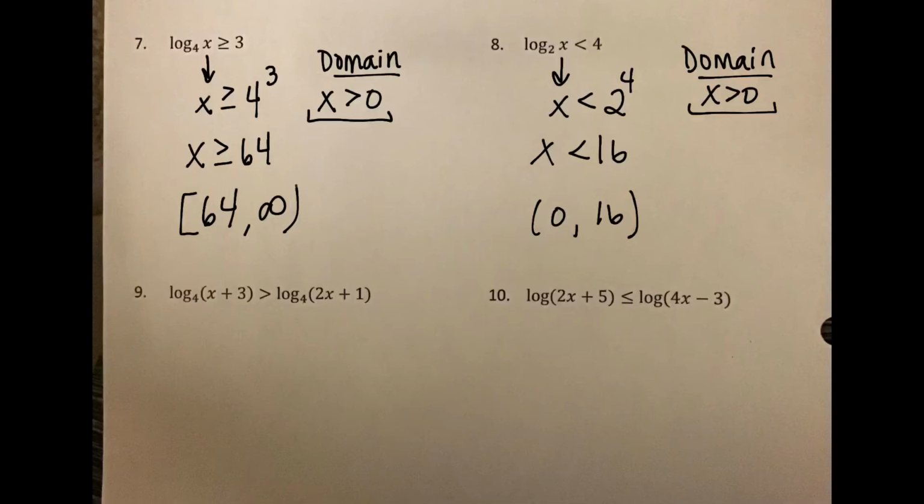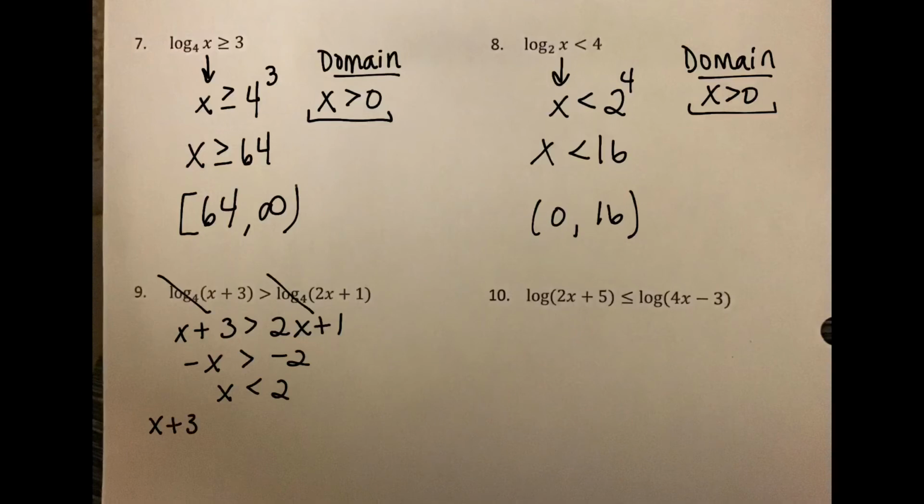Now 9 and 10, you have common logs or a log to a common base on both sides. Cancel, cancel. Solve as normal. I always like to get the x on the left side. Divide, so I have to switch the symbol because I'm dividing by a negative. But now this time I have two domains. I have to do x plus 3 greater than 0, so x has to be greater than negative 3. And then I have to do 2x plus 1 greater than 0, so x is greater than negative 1/2.